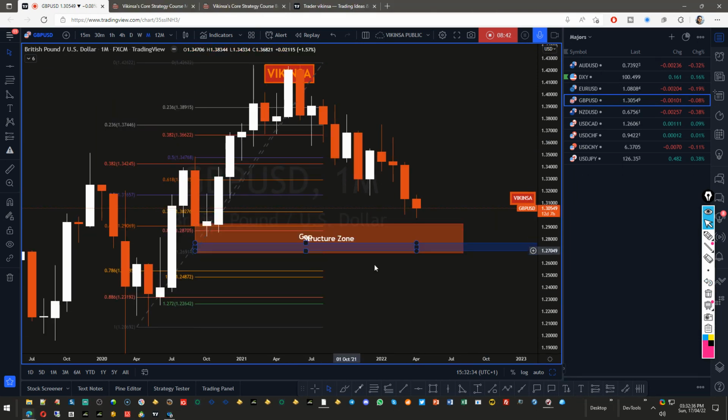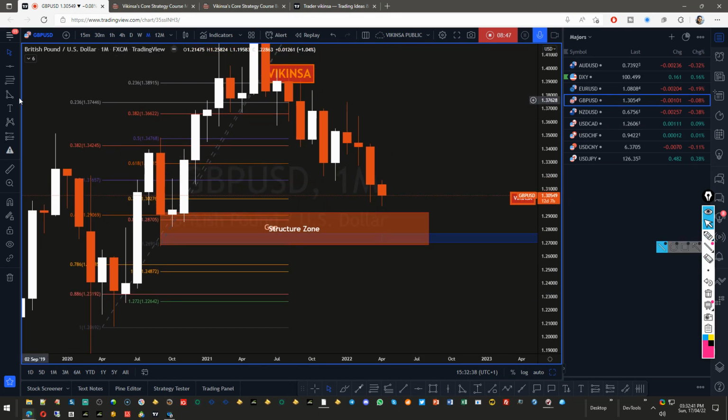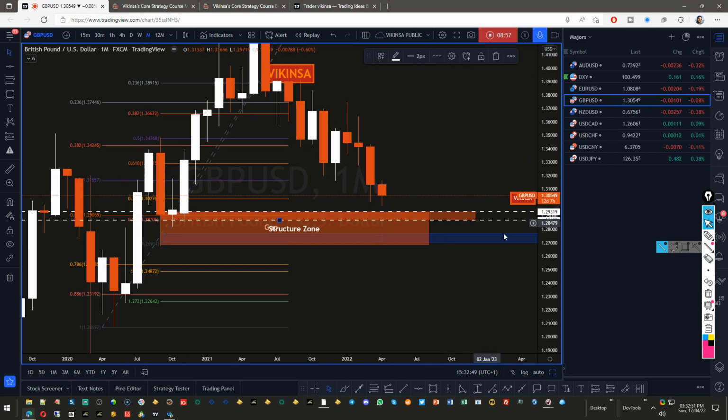I know this is a very large structure zone, but why I've done that is because it actually comprises two things. One is this FCP zone here. Let me put a few lines here so that you remember the approximate levels. These are two levels, 1.29319 and 1.28682. And then we have a gap available here, approximately around 1.27755.